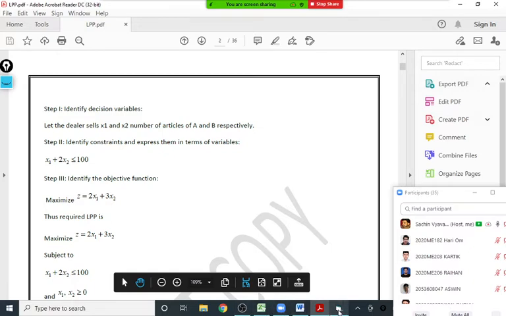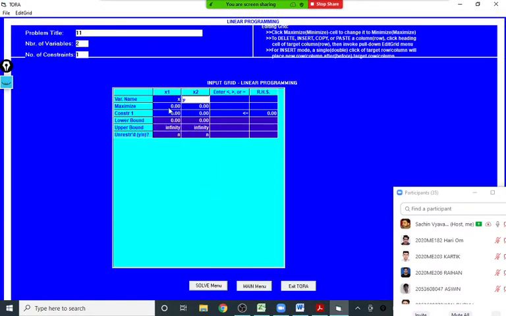So here our objective function is 2x1 plus 3x2, so I will give the coefficients 2, 3. Then what is the first constraint? It is x1 plus 2x2 less than or equal to 100. That's the only one. And now let me go to the solve menu and solve this LPP.